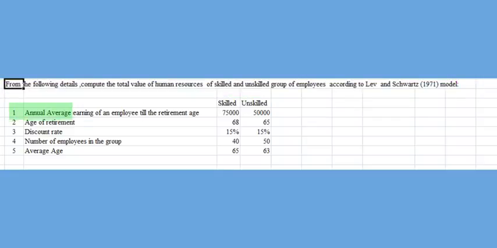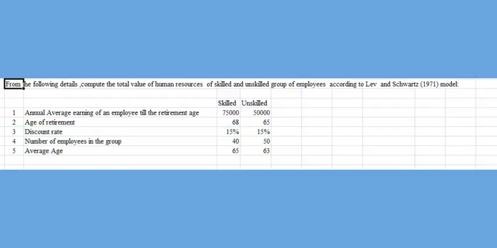Annual average earning of an employee till retirement age: skilled 75,000 and unskilled 50,000. Age of retirement: skilled 68 and unskilled 65. Discount rate 15% for both. There are 40 employees in the skilled group and 50 employees in the unskilled group. Average age for the skilled group is 65 and that of unskilled group is 63.